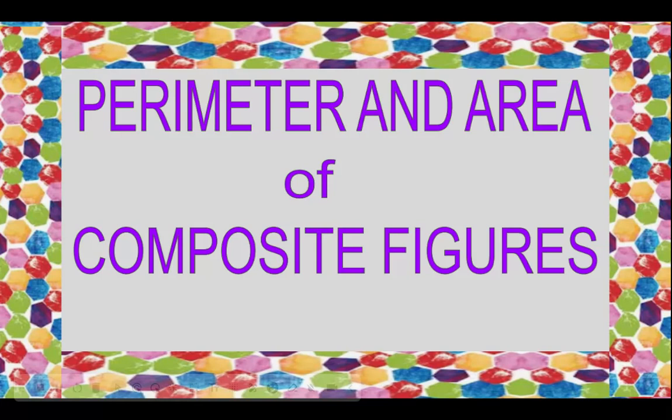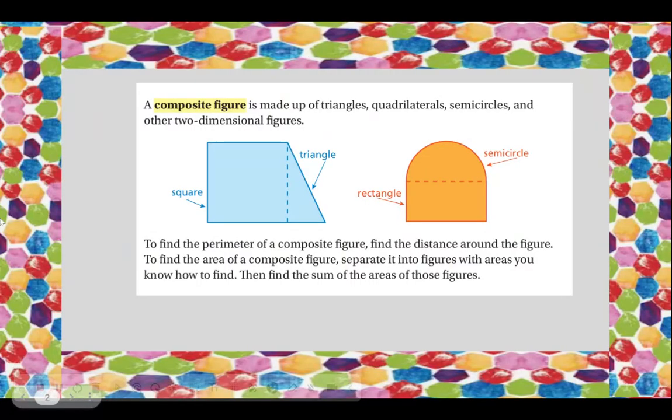Hello class, today I'm going to teach you about the perimeter and area of composite figures. A composite figure is made up of triangles, quadrilaterals, semicircles, and other two-dimensional figures. So they're figures that are put together.